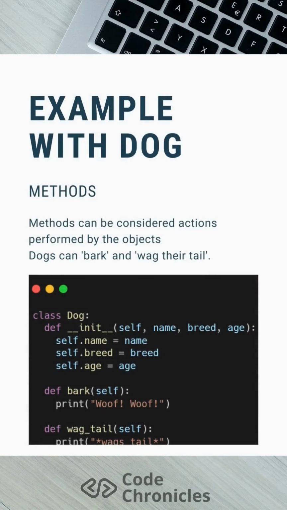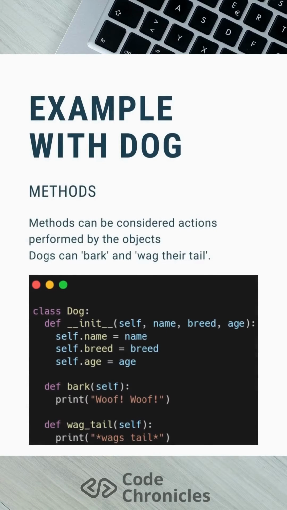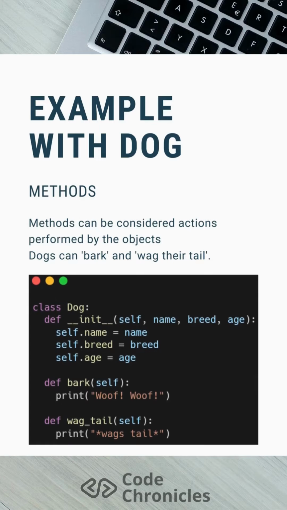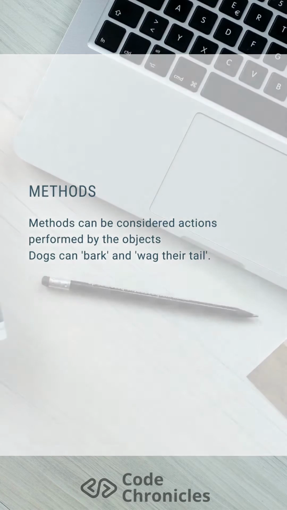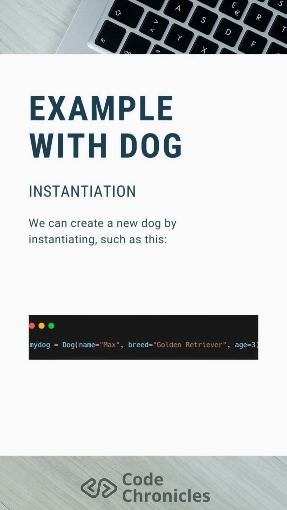Regarding methods, they mimic the behaviors of the objects. This example considers the ability for the dog to bark and wag its tail. To create a new object, a dog, we can instantiate using the class that we created before.